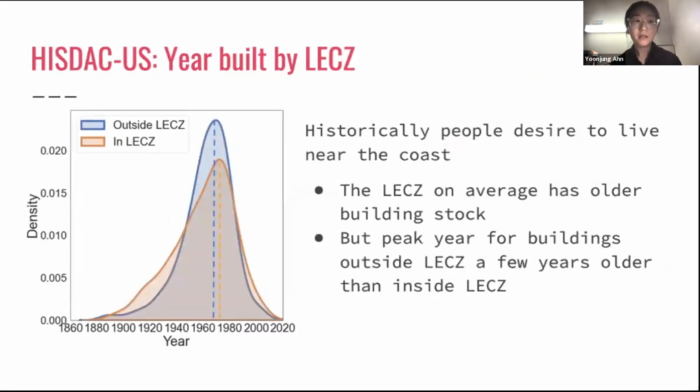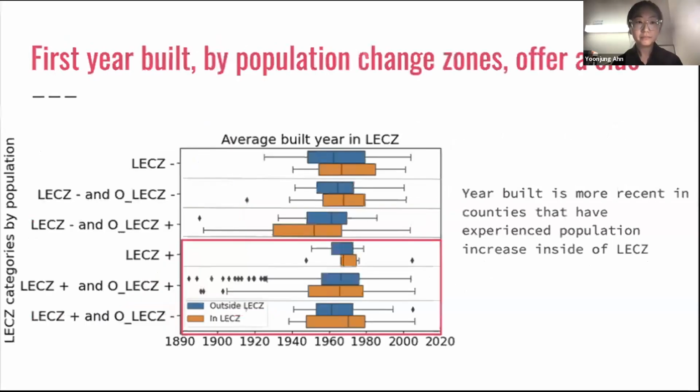We also examine the first year built of LECZ with HISTEC data. As you can see from the figure, historically people desire to live near the coastline. So inside of LECZ tend to have older buildings, and some areas also have some newer buildings than outside of LECZ. But the peak year of the built buildings outside of LECZ was a few years older than inside of LECZ.